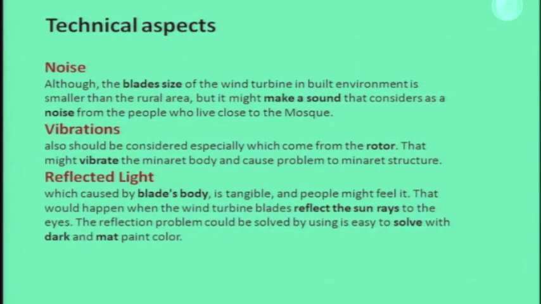Now there is also a technical aspect like noise, especially with a mosque inside a neighborhood, and we have to consider the problem of noise and vibration, also the structure of the minaret and the reflected light. I think this one is not famous in a wind farm.